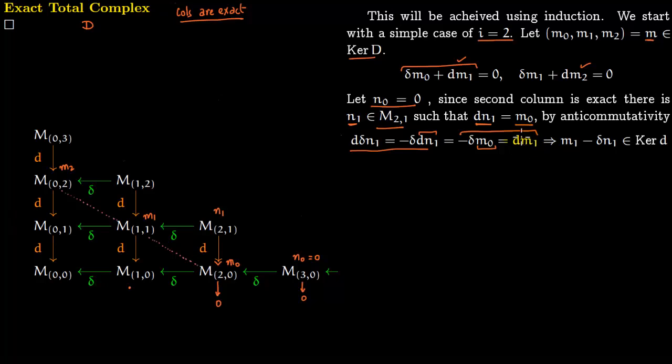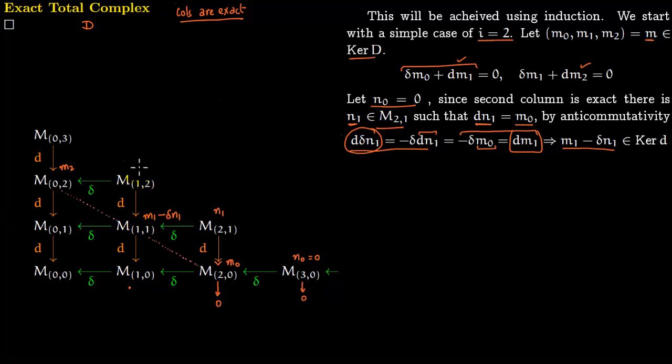So what does this lead us to? Now focus on this and this. Both have map d there. So m1 minus delta n1 will lie in the kernel of D, because dm1 minus d of delta n1 is 0. So m1 minus delta n1 lies in the kernel of D. So where is this element sitting? So this m1 is right here, and you apply delta n1 to it. So this is where this element is sitting.